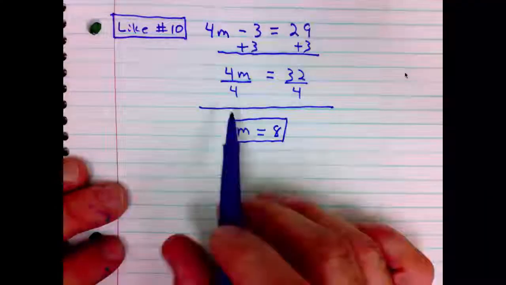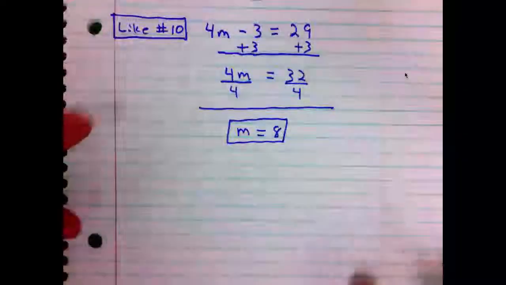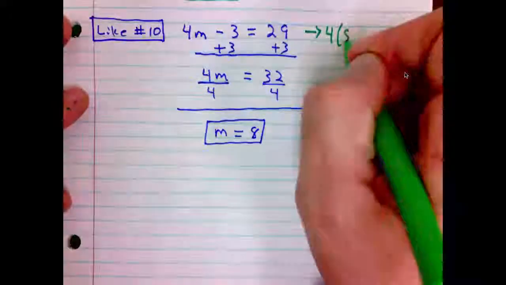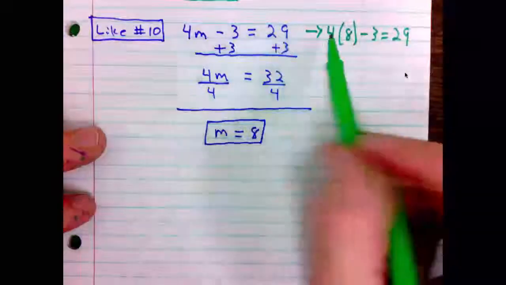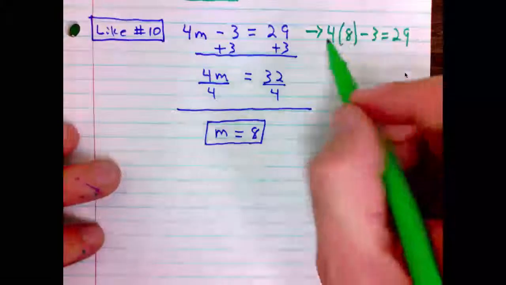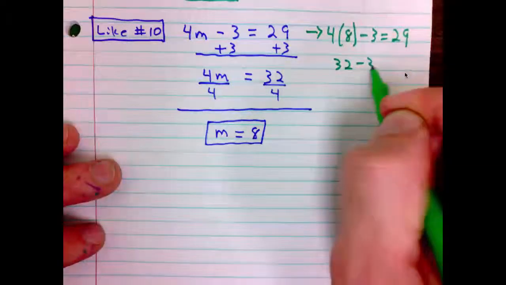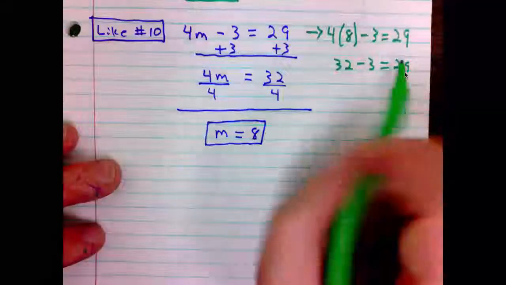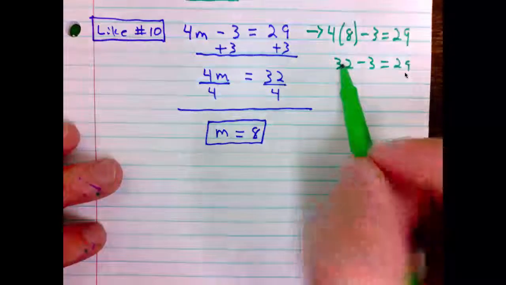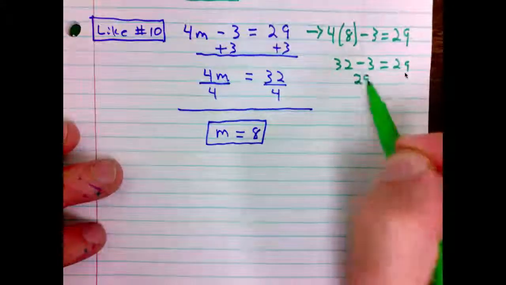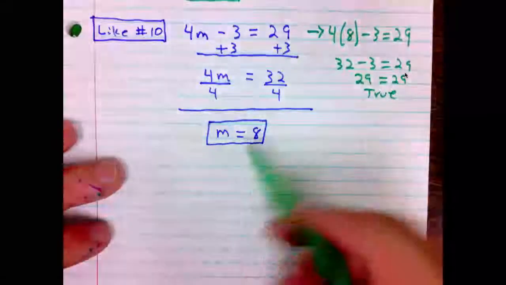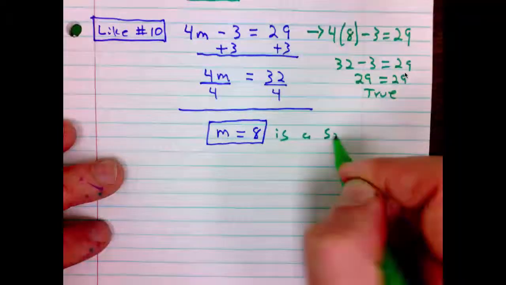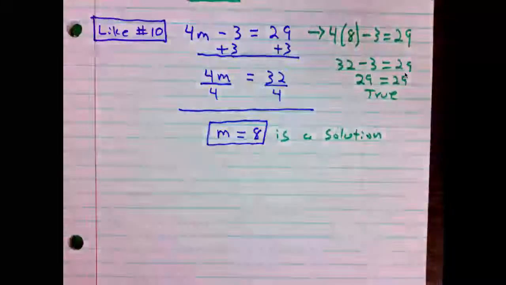Now we're going to take this value of m being 8 and substitute it back into our original equation. 4, instead of m, we believe it's 8, minus 3 equals 29. The only difference between this statement and this statement is we've substituted 8 in place of m. 4 times 8 is 32 minus 3. I didn't do anything to the right side. I simply evaluated 4 times 8. Now, 32 minus 3, well, that's 29. The left expression is 29. The right expression is 29. This statement, again, is true. Therefore, we know that m equals 8 is a solution. It's a value of the variable that makes the statement true.